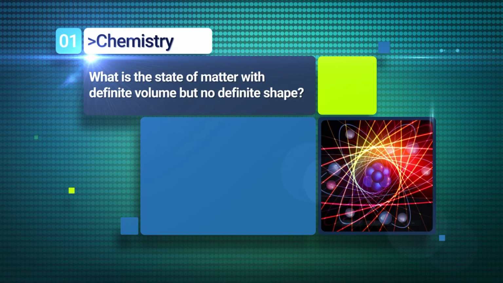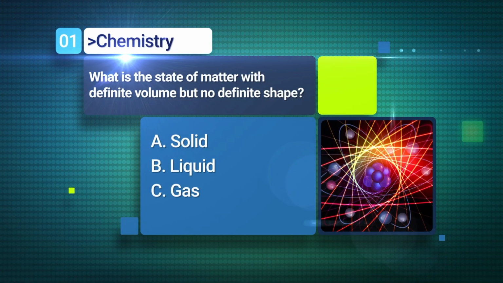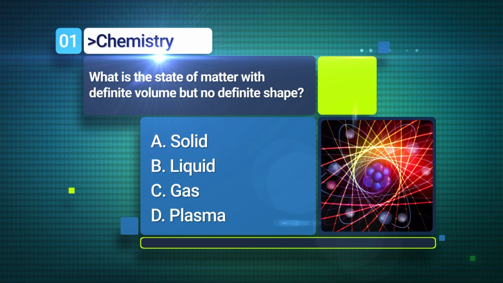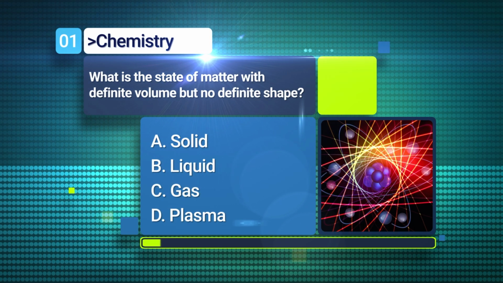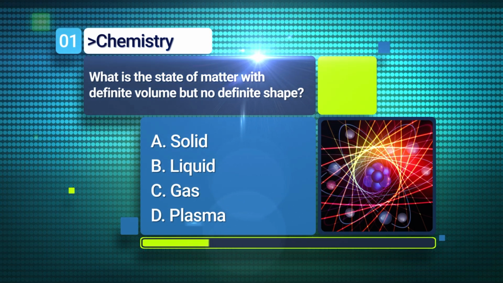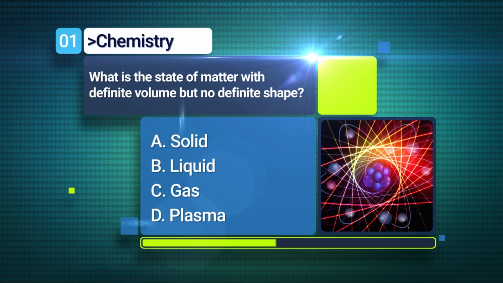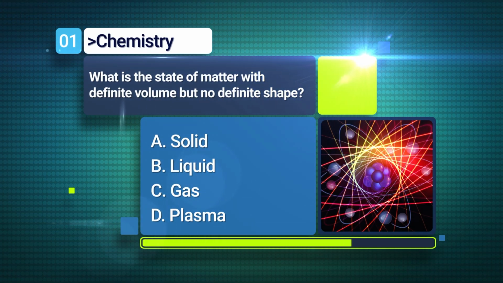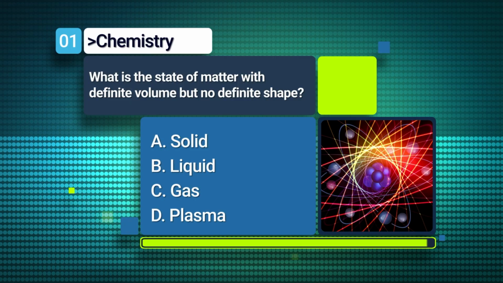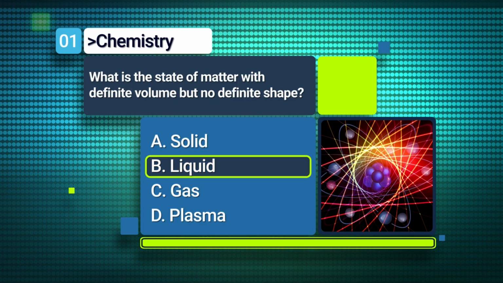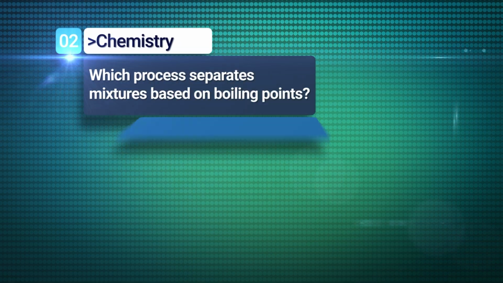Question 1. What is the state of matter with definite volume but no definite shape? A. Solid. B. Liquid. C. Gas. D. Plasma. Answer: B. Liquid.